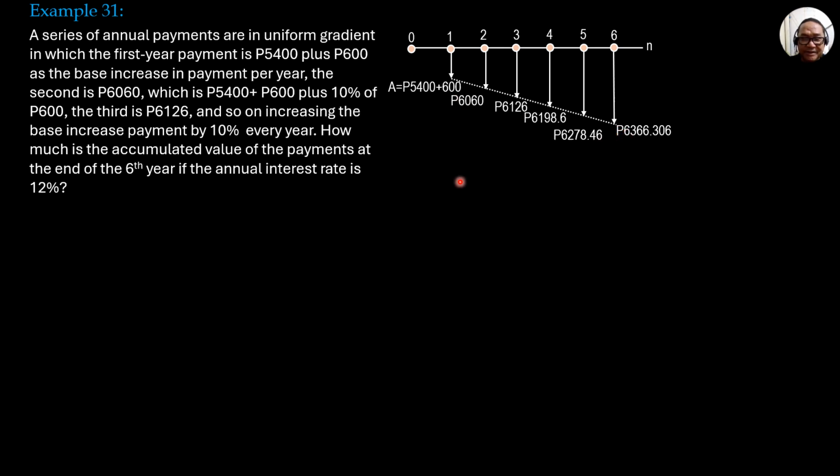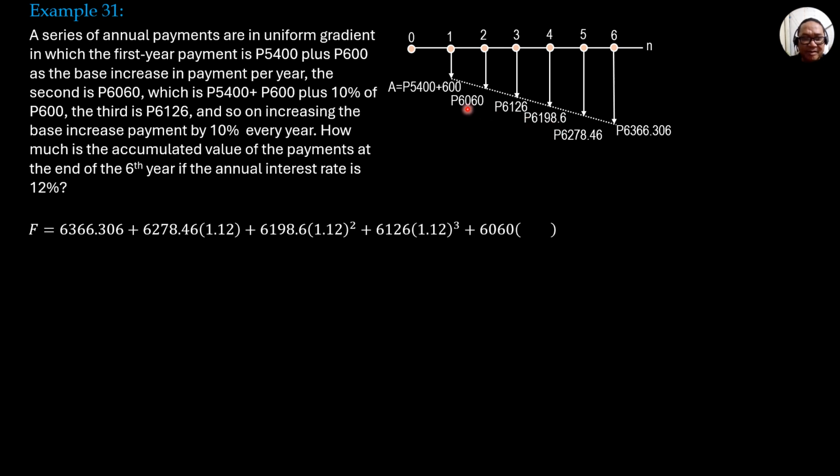So for the first solution, we begin with 6,366.306, plus 6,278.46 times 1.12 raised to 1, plus 6,198.6 times 1.12 squared, plus 6,126 times 1.12 cubed, plus 6,060 times 1.12 to the fourth, and 6,000 times 1.12 to the fifth. So computing, F is equal to 49,889.87.